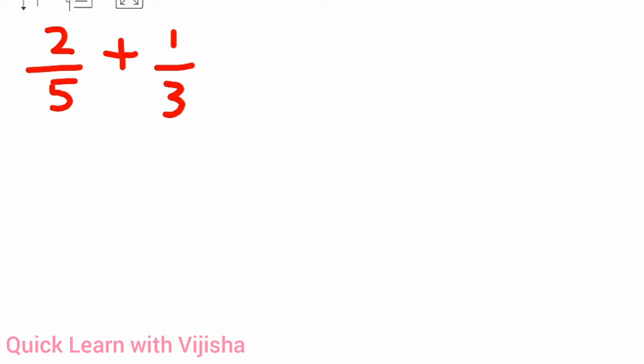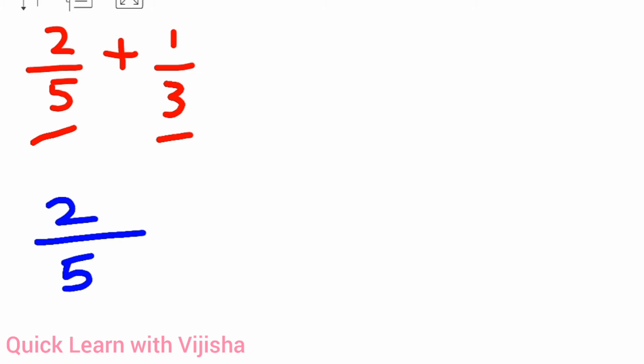The next question is 2 upon 5 plus 1 upon 3. Now 5 and 3 are our denominators, but they don't have any common table. So we will see how to do this. We will learn a simple method to do this. We will write 2 upon 5 and 1 upon 3. We need to cross multiply.